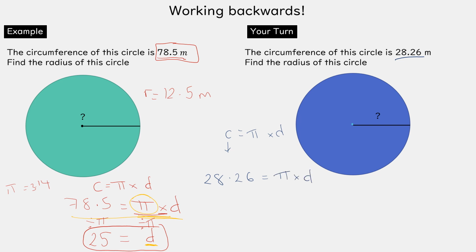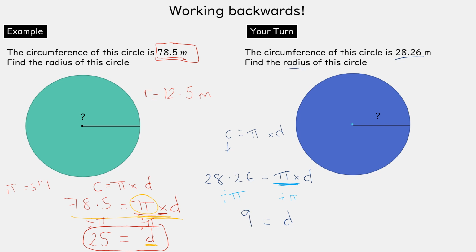I want to find out what the diameter is, so I'm aiming for diameter equals, and so I need to get rid of this bit here. The opposite of timesing by pi is dividing by pi, so let's do that to both sides, and then plug that in our calculator. So I'm plugging in 28.26 divided by pi, or divided by 3.14, and that gives me the answer that the diameter is therefore 9 meters.